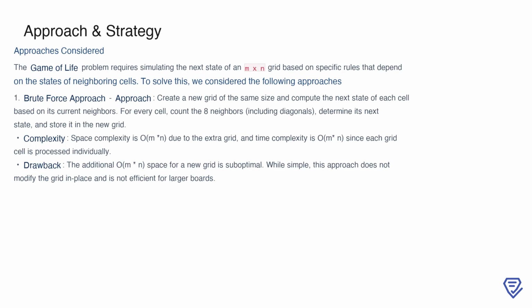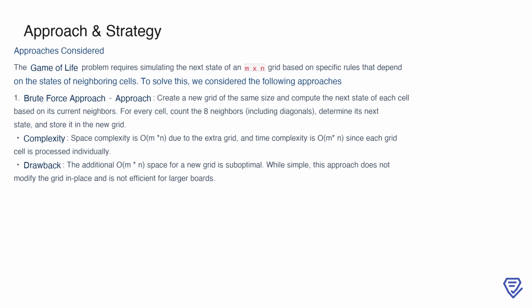To tackle the Game of Life problem, we need to simulate the next state of a grid based on a set of rules that depend on the states of neighboring cells. The first approach we considered is the brute force method. Here, we create a separate grid of the same size as the input and compute the next state of each cell by examining its current neighbors. This involves counting all 8 neighbors, including diagonals, to determine whether the cell will live, die, or come to life in the next state. While this approach is straightforward to implement, it comes with a significant drawback: the extra grid requires O(m*n) space, which isn't optimal for large grids.